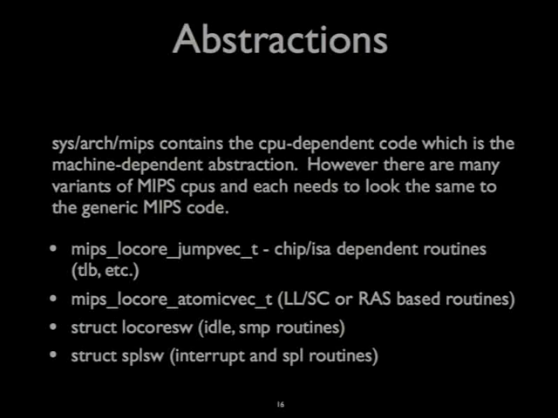The one problem that we have is dealing with lots of different CPUs which have different TLB needs, different needs for what registers they use, and so we have a whole bunch of descriptors that tell us what we can do. A jump table which has the TLB routine, the CPU switch routine, tells us various things that need to be done. And a low-level atomic vector that basically has mutex routines, hash routines, that determine whether it should use LL/SC, which is load-linked/store-conditional, or MIPS locking techniques, the restartable atomic sequences.